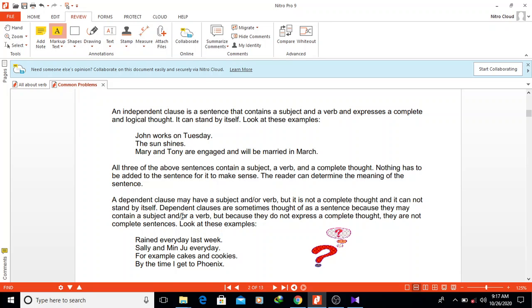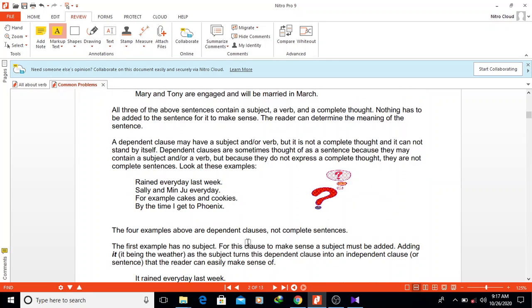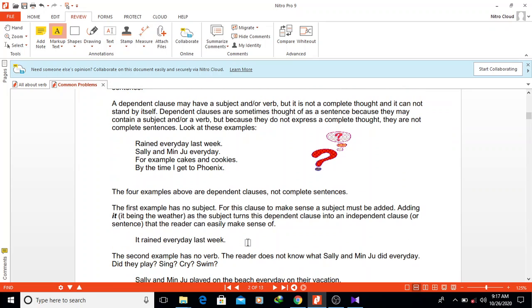Okay, but then there is this sentence, this incomplete sentence. Rained every day last week. Sally and Minju every day. For example, cakes and cookies. This is very common. By the time I get to Phoenix, it's all incomplete sentences, although it seems like it's a sentence, but actually it's not.